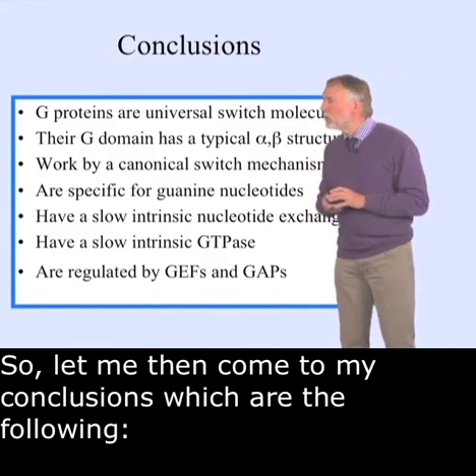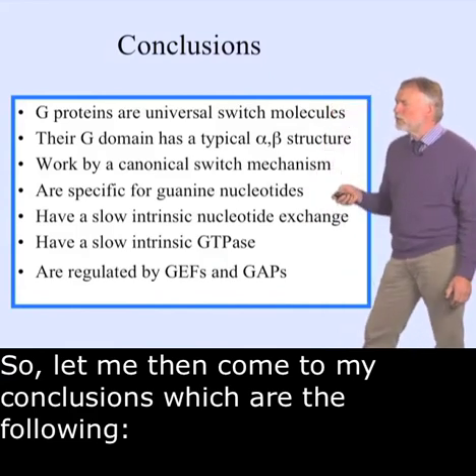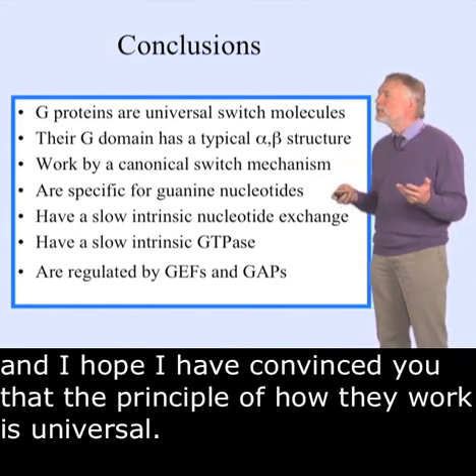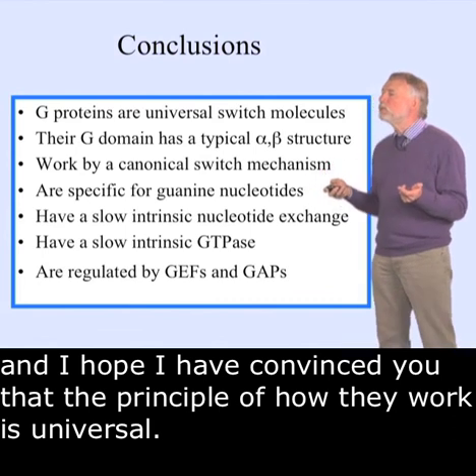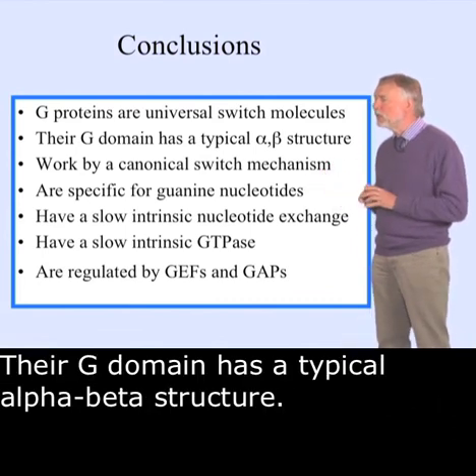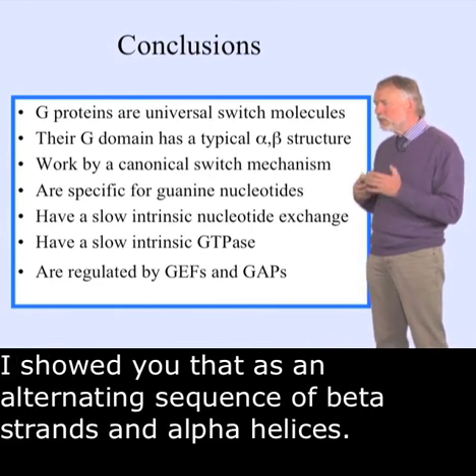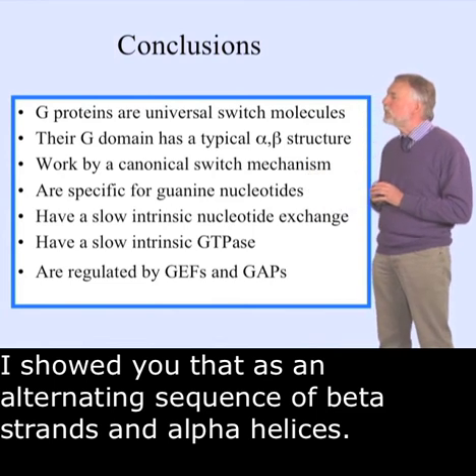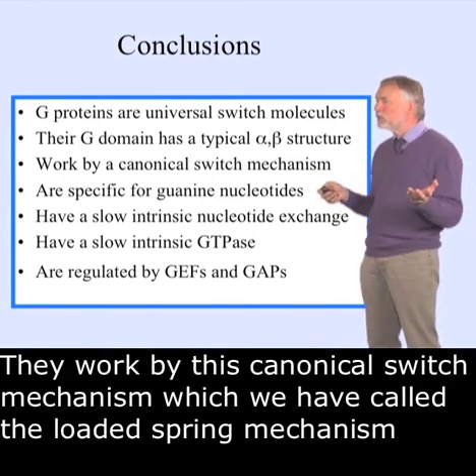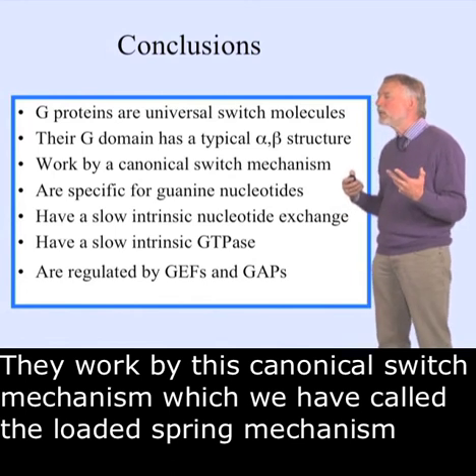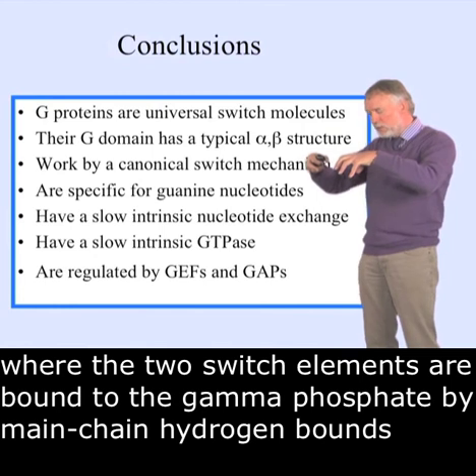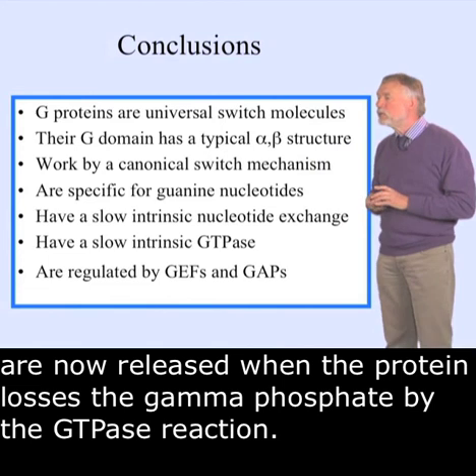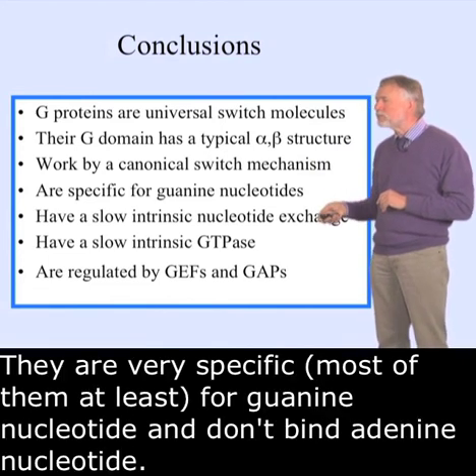So let me then come to my conclusions, which are the following. G proteins are universal switch molecules, and I hope I have convinced you that the principle of how they work is universal. Their G domain has a typical alpha-beta structure. I showed you that as an alternating sequence of beta strands and alpha helices. They work by this canonical switch mechanism, which we have called the loaded spring mechanism, where the two switch elements are bound to the gamma phosphate by main chain hydrogen bonds and are released when the protein loses the gamma phosphate by the GTPase reaction.